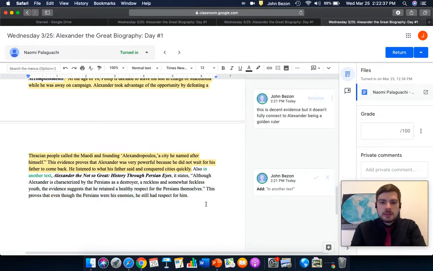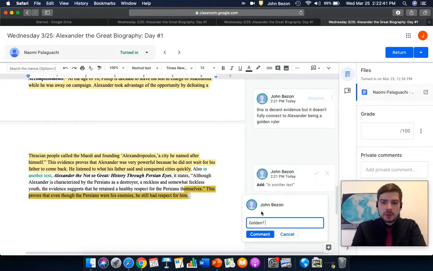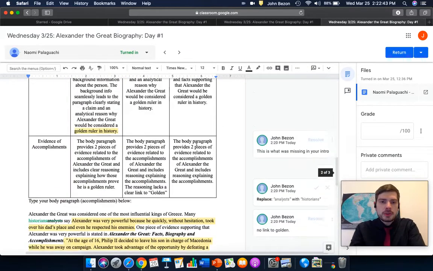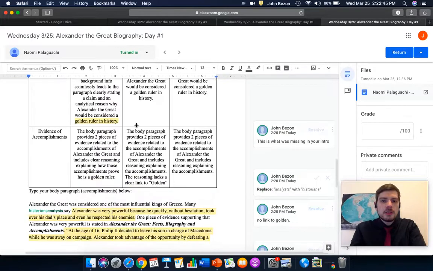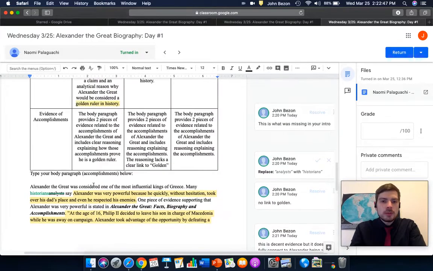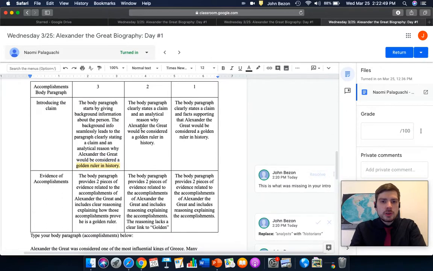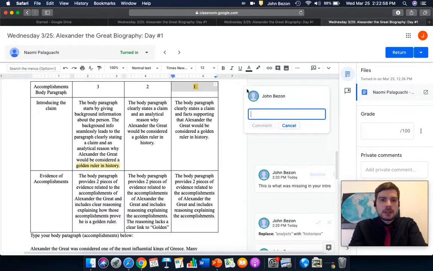Again, she's not linking to golden. So at this point, I'm just going to put golden question mark because she knows where I'm getting at here. And then I'm going to highlight what she did well here. So she introduces a claim and reason, but it's not about him being a golden ruler in history. So I'm not going to be able to give her credit here. No credit for the claim due to lack of golden.